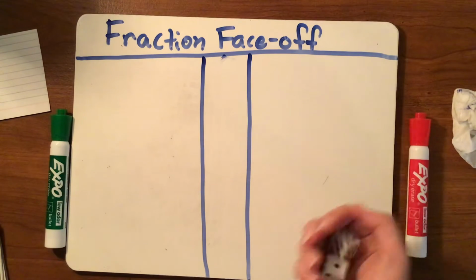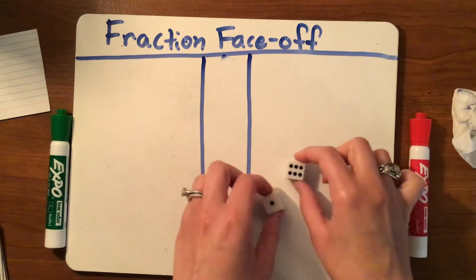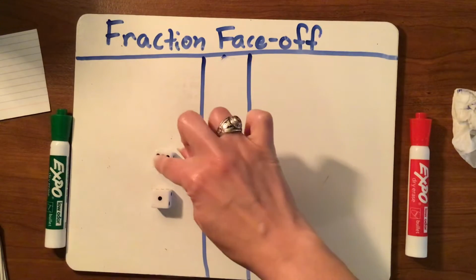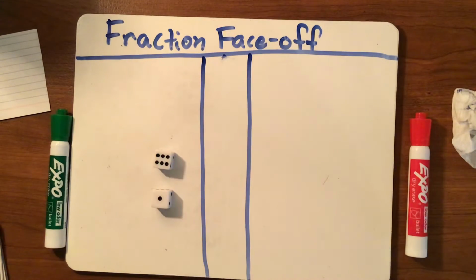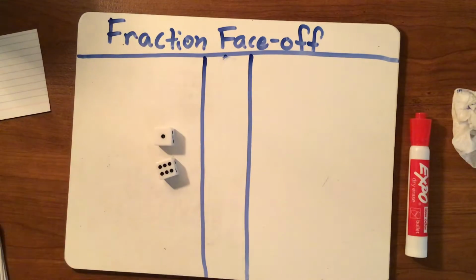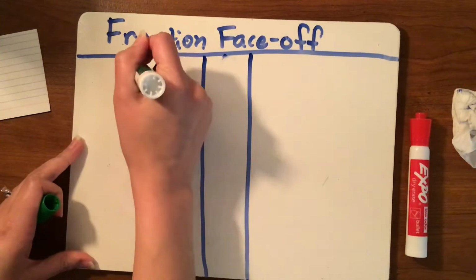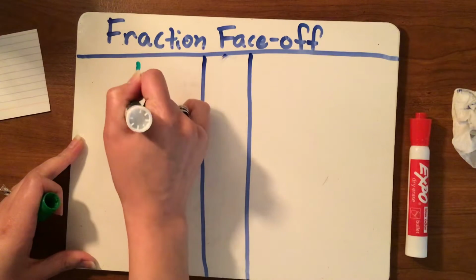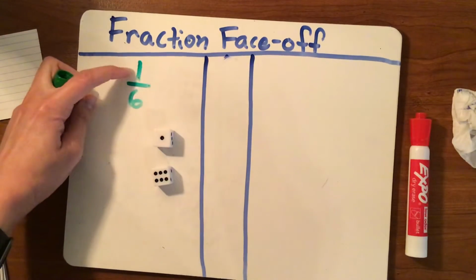You're going to roll the 2 dice. Now, we can't put the bigger number over the smaller number because that would be an improper fraction. We're not doing improper fractions in this game. We're going to keep it as smaller number on the top. So I have a 1 and a 6. My fraction is 1/6.